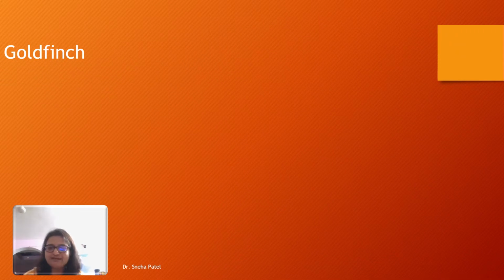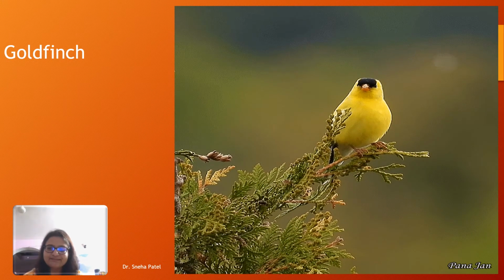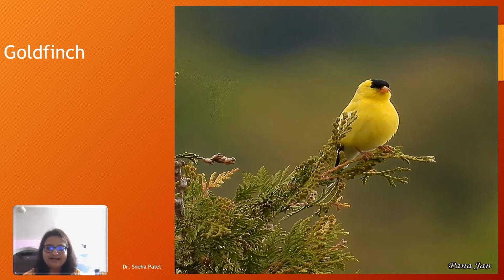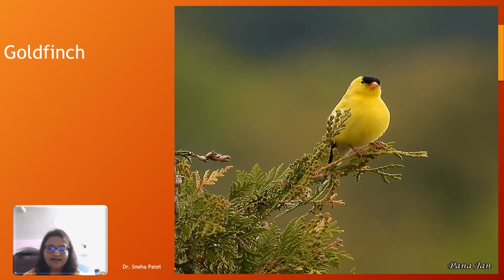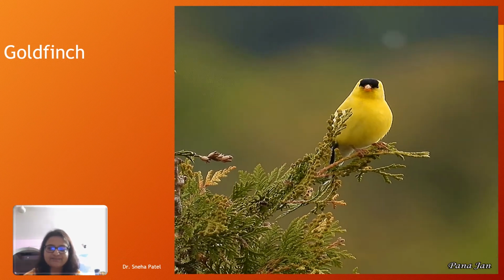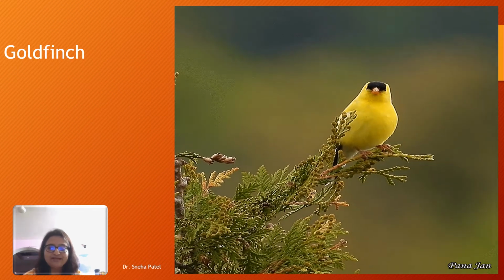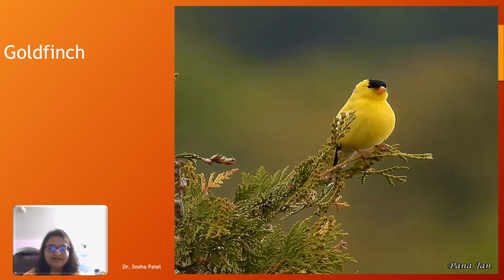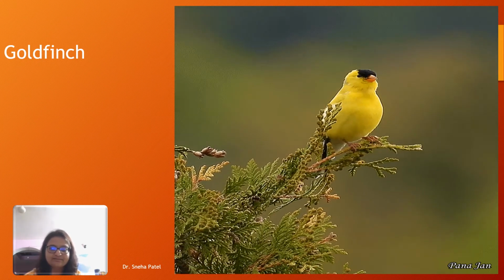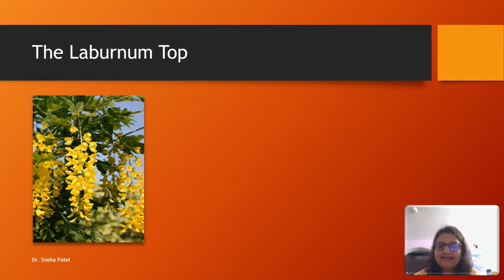In the laburnum tree, a bird called goldfinch enters. And what does it look like? Goldfinch is a beautiful yellow bird, and it has got a black bar on its face. We are going to discuss the laburnum tree and goldfinch. Let us study and understand this poem.